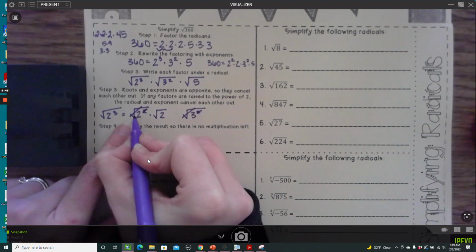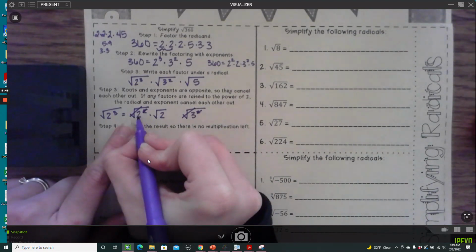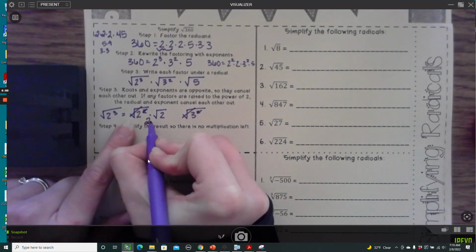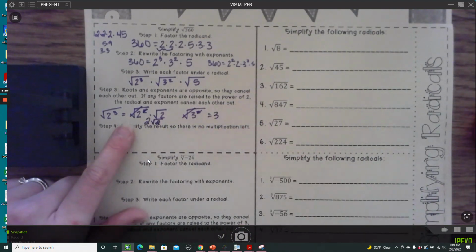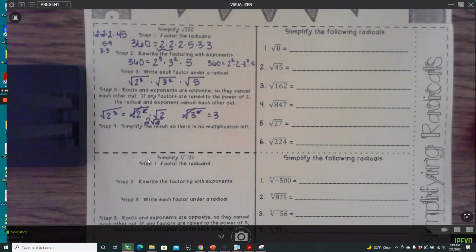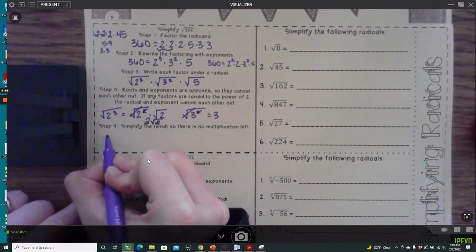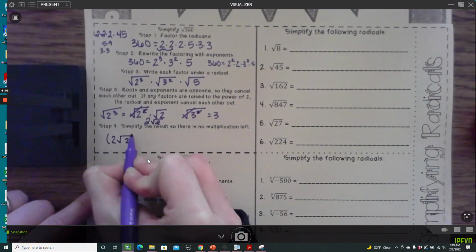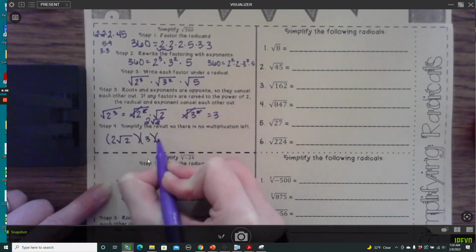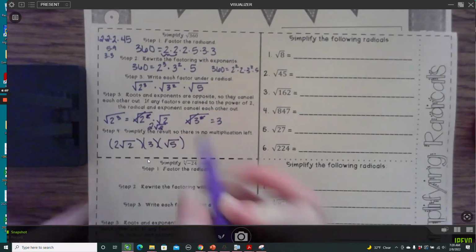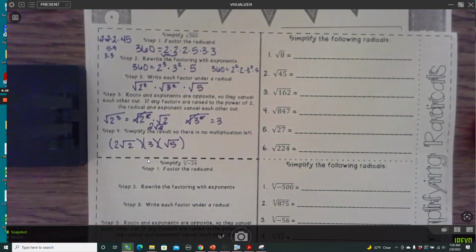So what I'm left with, if these cancel, is 2 times the square root of 2 here, and here I'm left with just a 3. So now I can combine all my pieces back together. I've got 2 square root of 2 times 3, and I still have that square root of 5. I can't square root 5. That would still give me an irrational number.